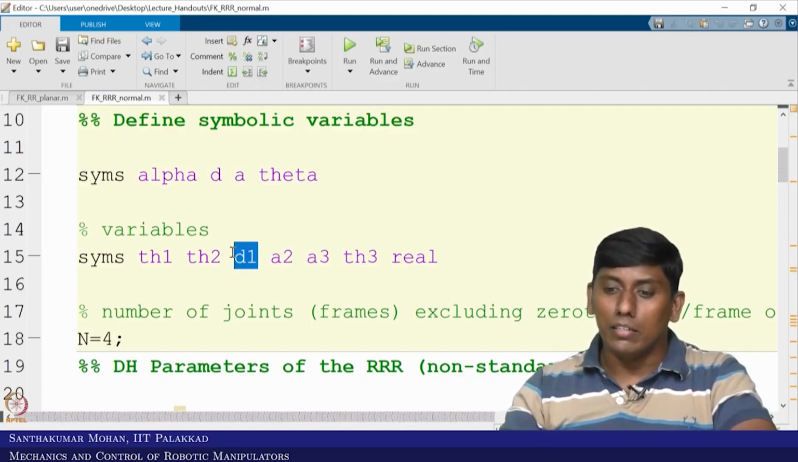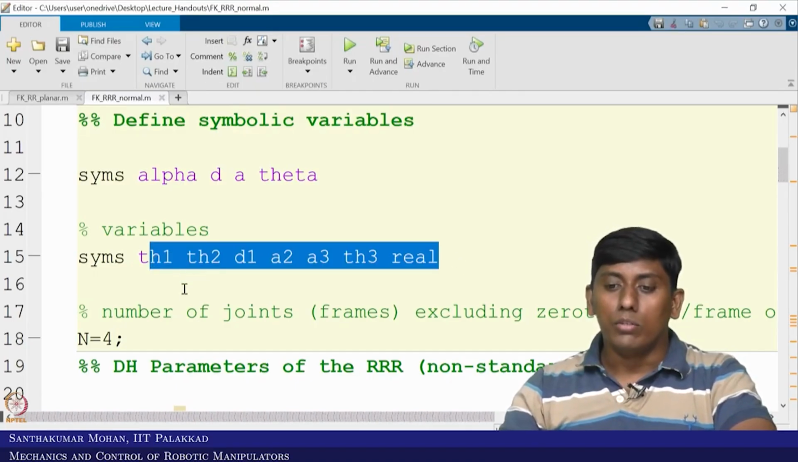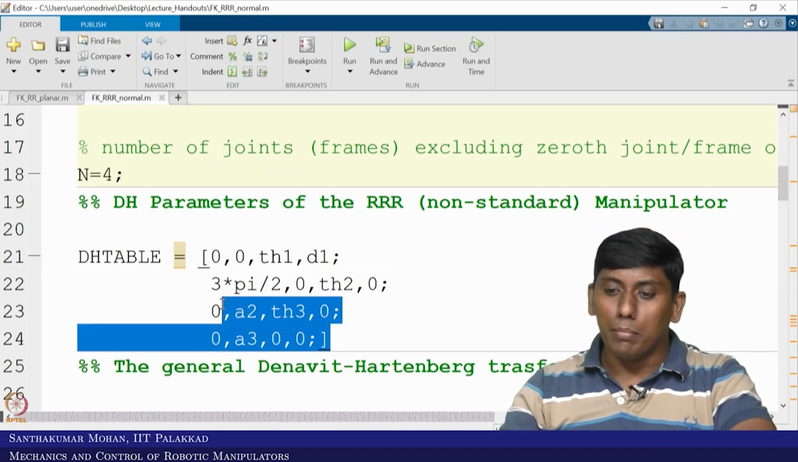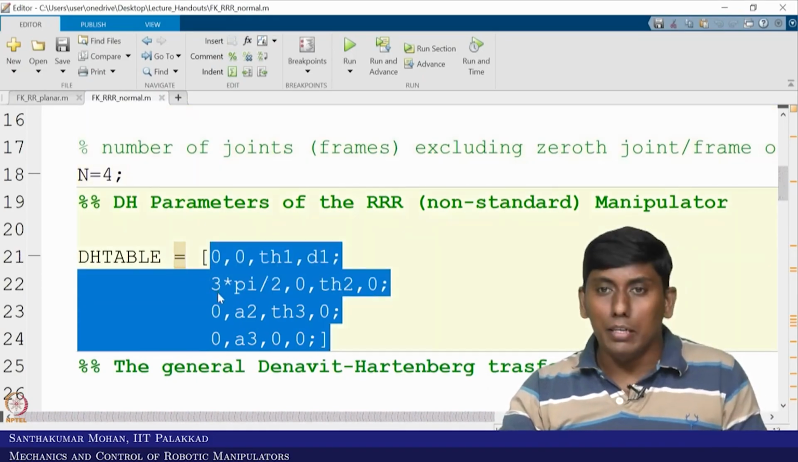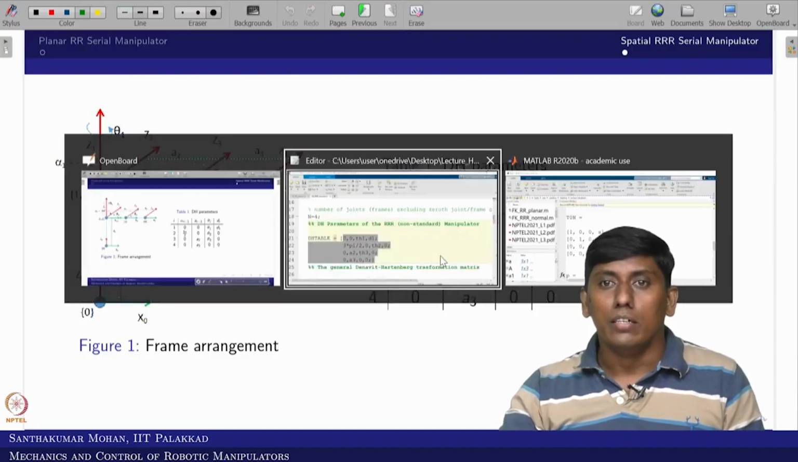Similarly, you can see that there is a displacement on the z axis. So D1 is there, and again it is a 3 axis system, so theta 3 is also there. These are all real variables. Now the number of joints is 4. So the DH table whatever we have seen in the previous slide, I directly substituted here.